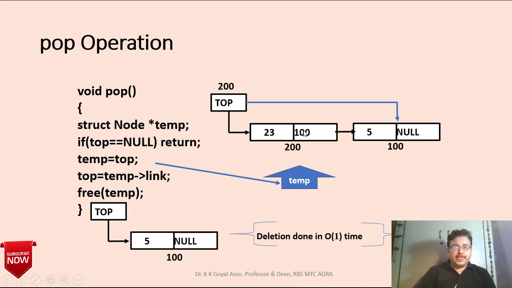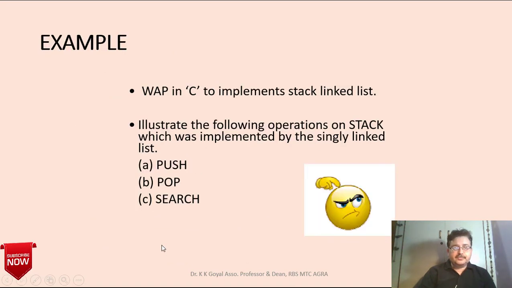Temp is this, and temp arrow link is the address of the second node, which is 100. So now I'm assigning the 100 directly to the top. It means now my top is linked with the second node. Now I can easily free the first node, which is temp. Now you can see this node is removed, and after the pop operation, the linked list is as follows.